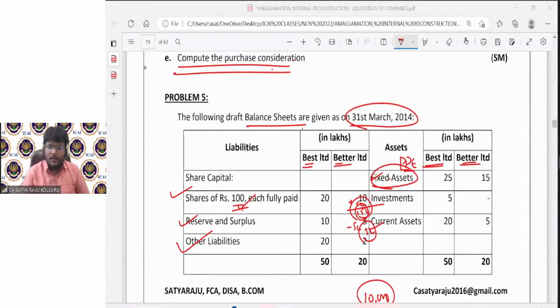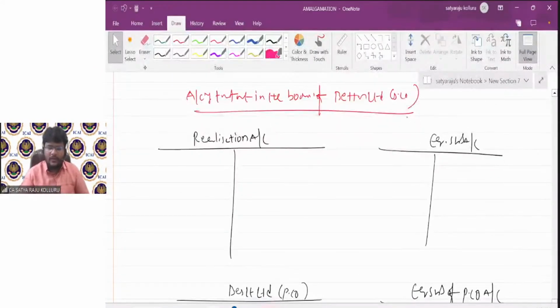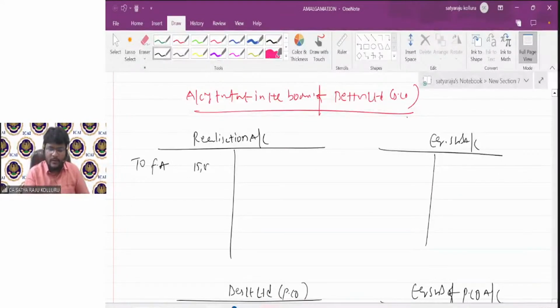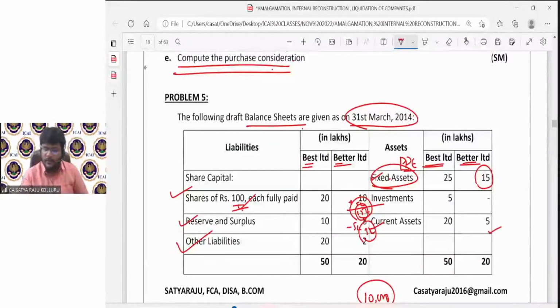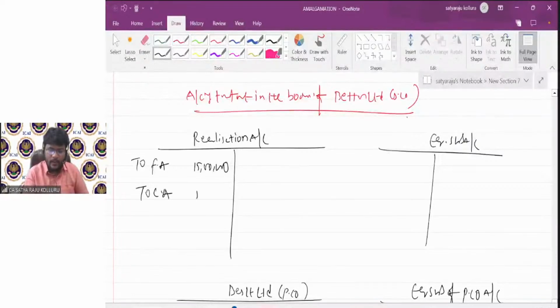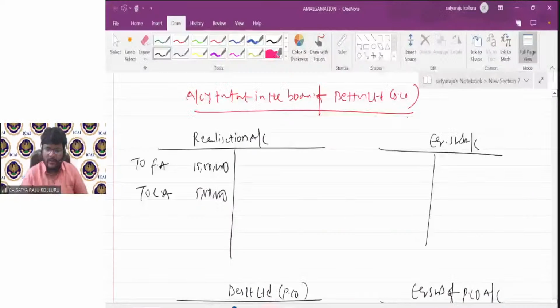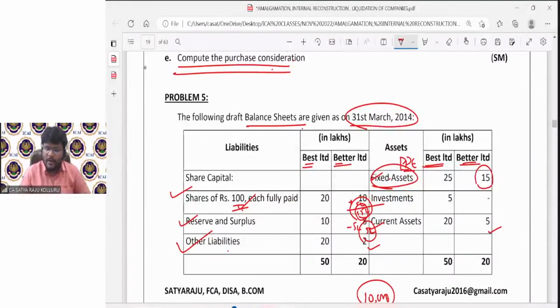So please transfer all the assets to realization. Fixed assets related to Better Limited are transferred at 15 lakhs. Next, current assets 5 lakhs. Next, come to liabilities. Only other liabilities exist here, given at 2 lakhs. Only at book values should you transfer. Next, assets forward, liabilities forward.